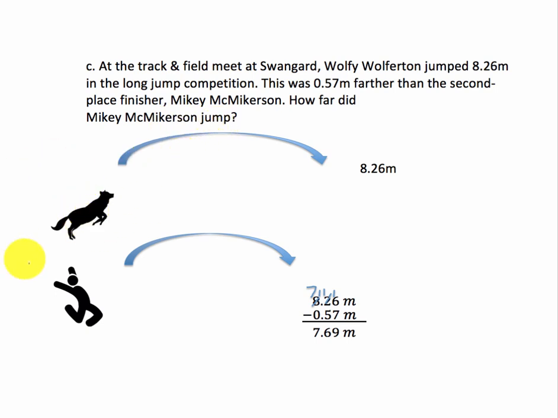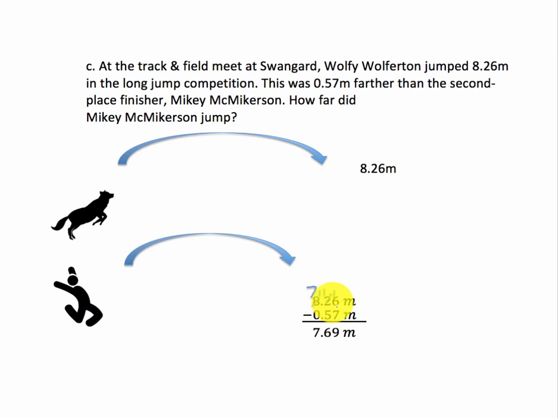Alright, so we've got our two contestants here, Wolfie Wolferton and Mikey McMikerson. The Wolf jumps 8.26 meters. Mikey McMikerson jumps, and it doesn't tell us how far he jumped. That's what we have to figure out, but it does tell us that Wolfie Wolferton jumped 0.57 meters farther than Mikey McMikerson. So if this is where Mikey McMikerson landed, and this is where the Wolf landed, that distance in between them should be 0.57 meters. So all I need to do is take this total distance, 8.26 meters, and subtract from it that 0.57 meters, and that will give me how far Mikey McMikerson jumped.